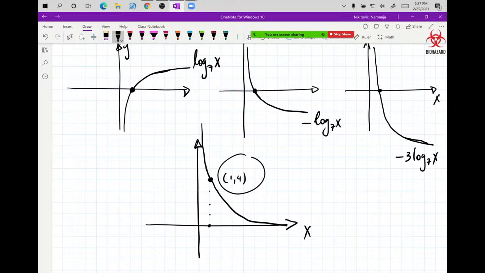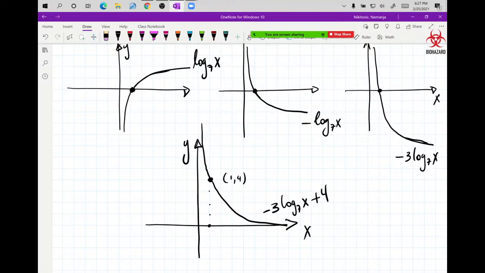This is the point that I'm interested in for full credit, right? And this is -3 log 7x plus 4. Now, if it was parentheses, instead of going up, you will go left. But because it's not parentheses, you are going up.